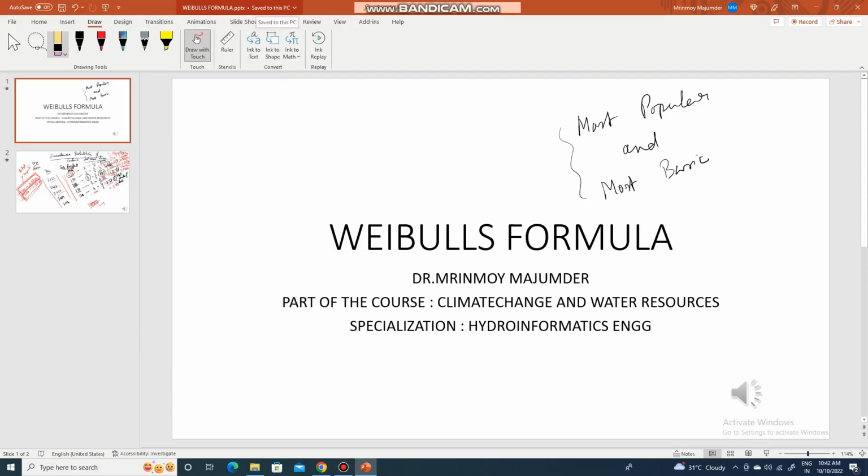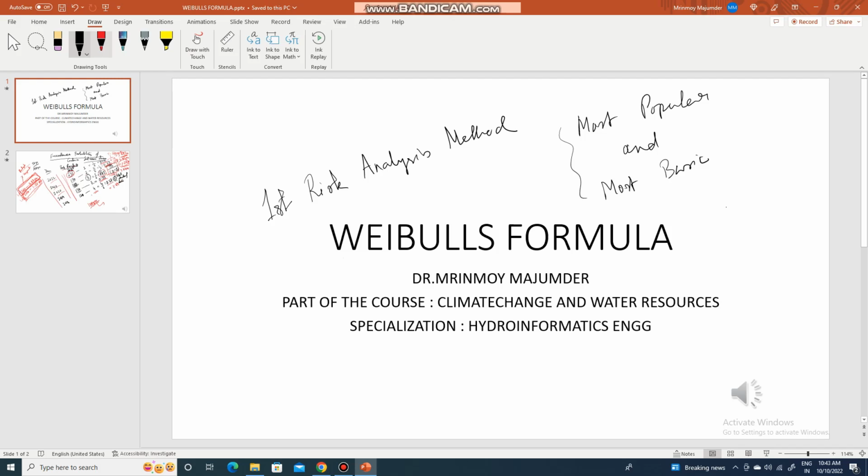So, the topic of discussion today is Weibull's formula. Now, this is the first method that will be discussed in the series of risk analysis methods. So, you can say this is the first risk analysis method. Generally, with the help of Weibull's formula, we find the plotting position of an event with respect to the other events.